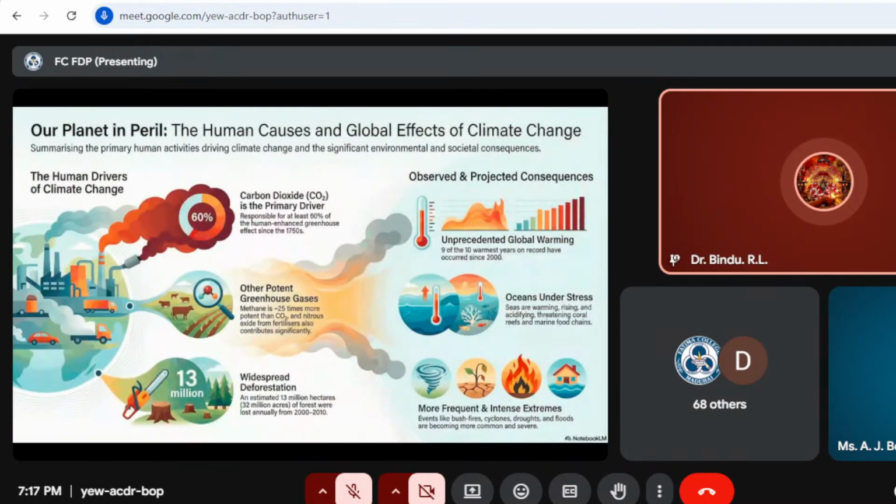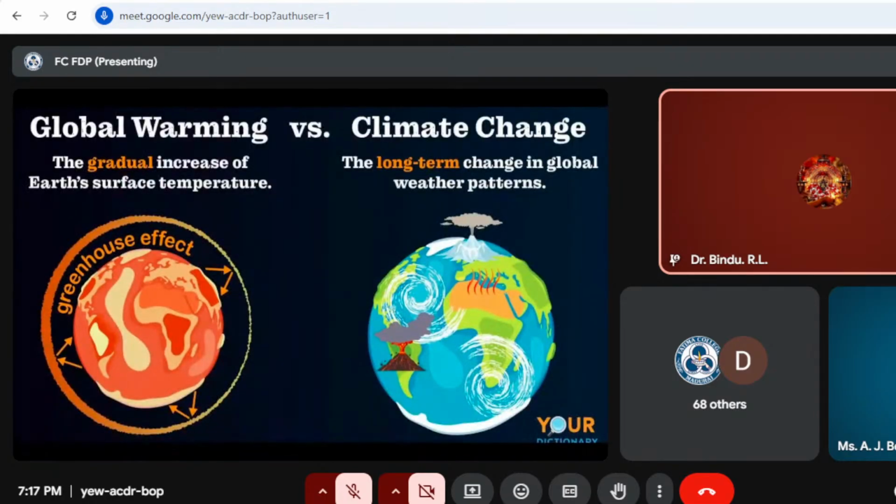See, our planet in peril: the human causes and global effects of climate change. All these we know, we have been facing it: greenhouse gases, oceans under stress, unprecedented global warming, widespread deforestation, and more frequent and intense extremes. Next. What is global warming versus climate change? The gradual increase of Earth's surface temperature, because in Kerala we are facing this temperature change nowadays, where we can anticipate heavy rain also, and the long-term change in global weather patterns, everywhere all over the globe. There is a change in the weather patterns. Yes, next.